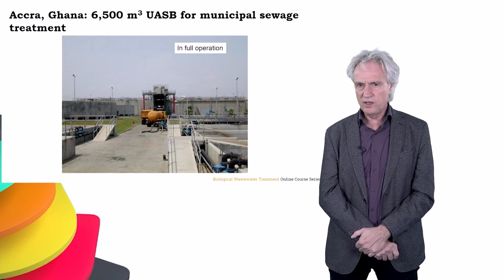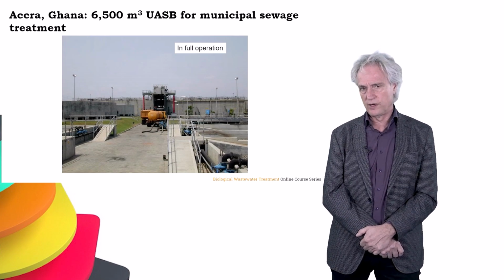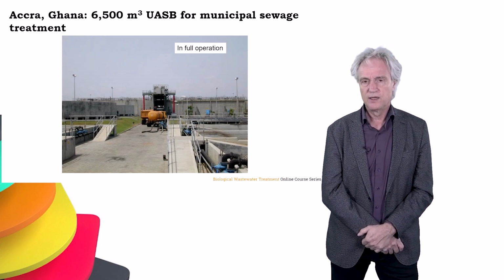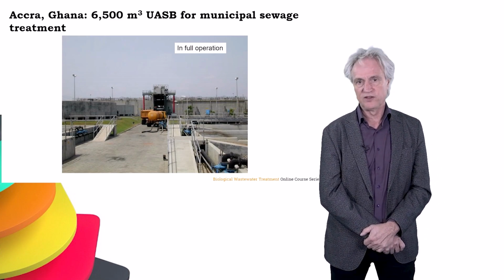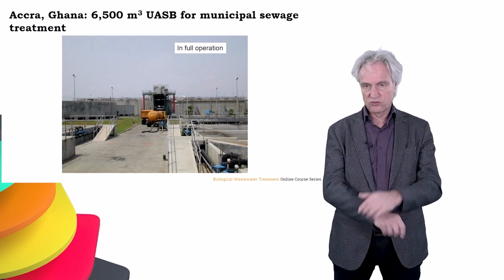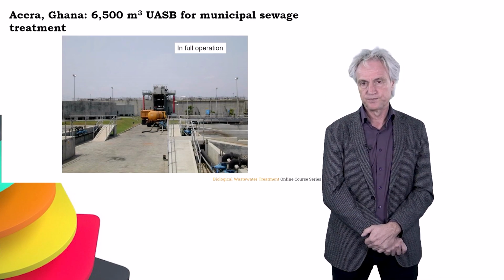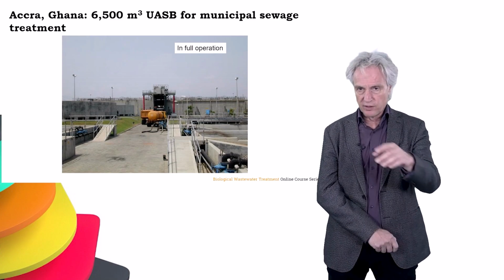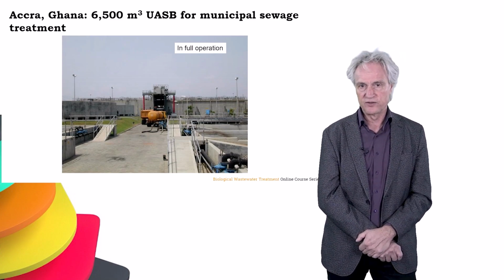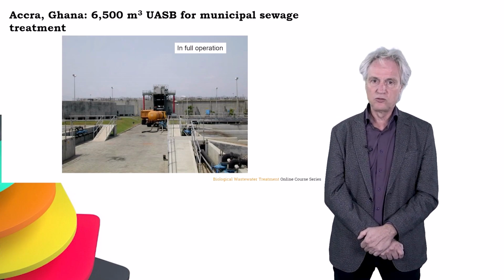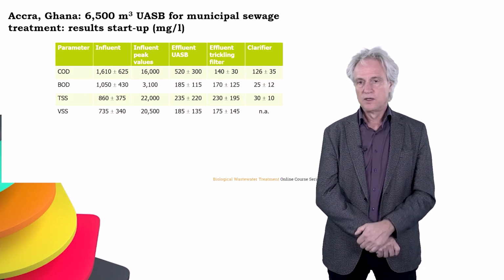Now in the middle you see two red bars, and that indicates the support for the fine screening and the sand removal, the grit removal, before the influent is distributed to the 6 reactor modules of each a little bit more than 1,000 cubic meter. Up front here you see the sludge drying bays where the accumulating sludge is dried, and on the left you see 2 circular high-rate trickling filters.